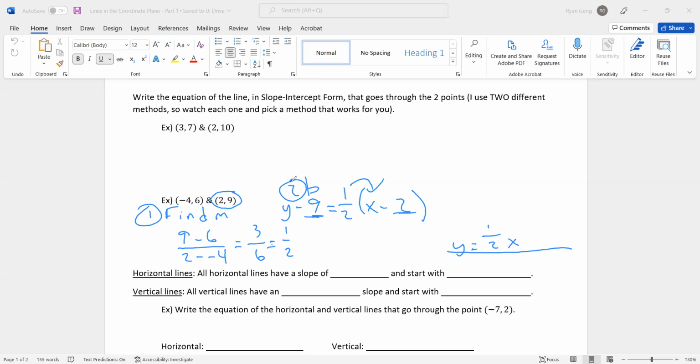So I'm going to distribute. I get y minus 9 equals 1/2 x, and 1/2 of -2 is -1. Add 9. -1 plus 9 is 8. So y equals 1/2 x plus 8. So two different ways. I don't care which one you do. Whichever one made more sense, go with that.